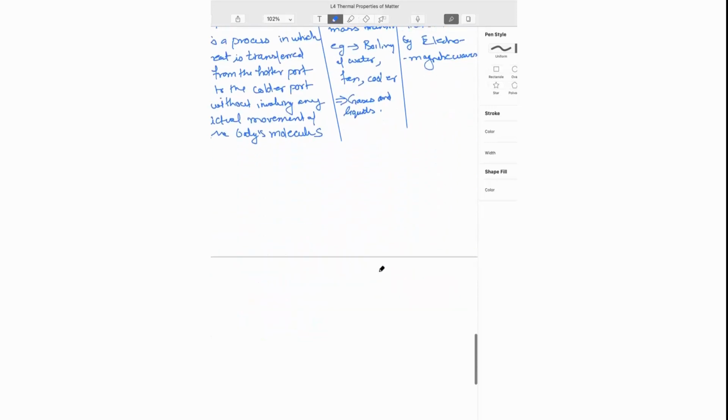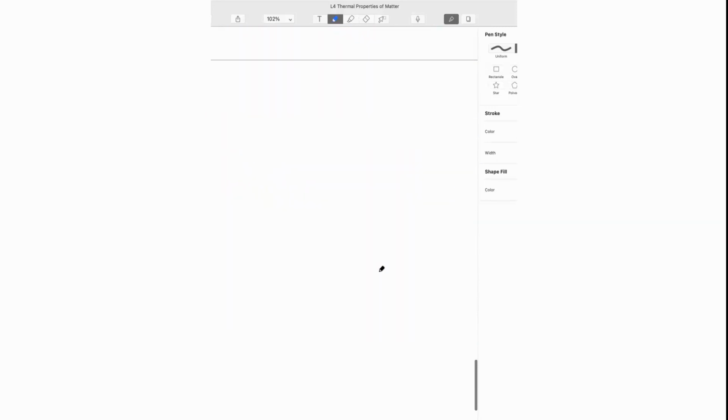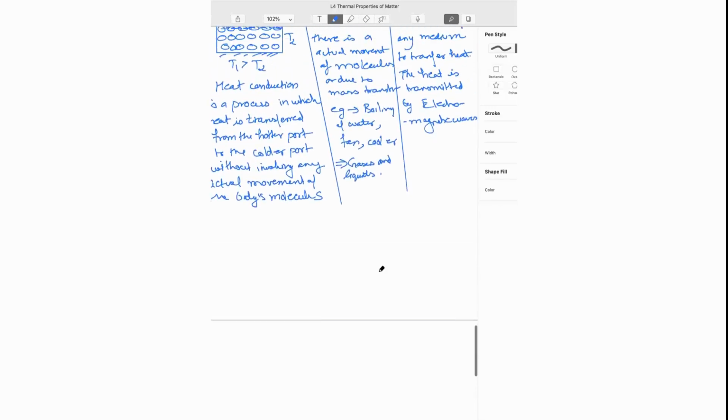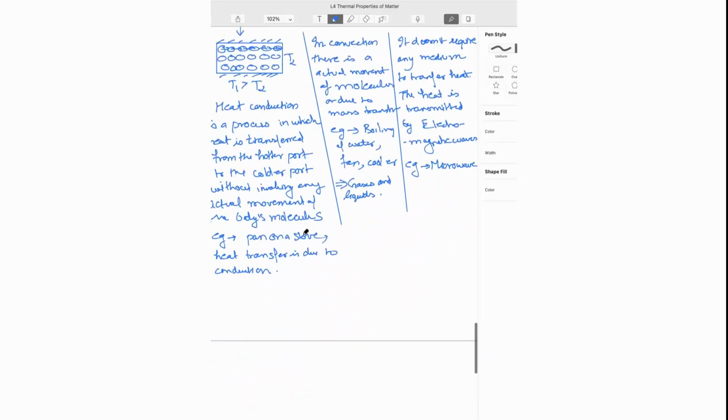Let's discuss these modes of heat transfer one by one. The example of radiation is a microwave. An example of conduction is that if you put a pan on a stove, then the heat transfer is due to conduction. Okay, so those are the different modes of heat transfer.